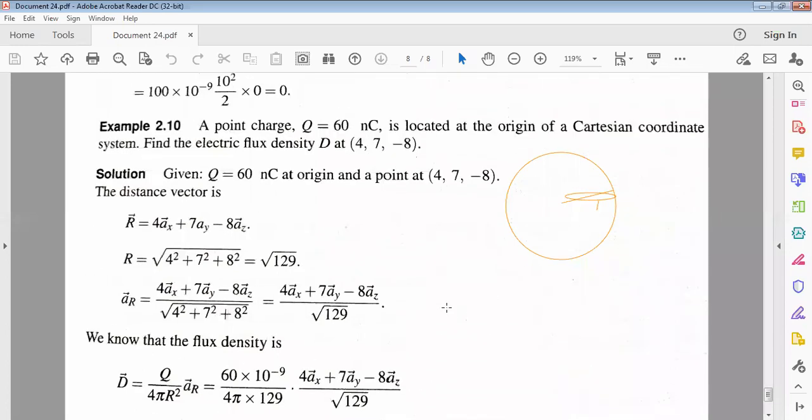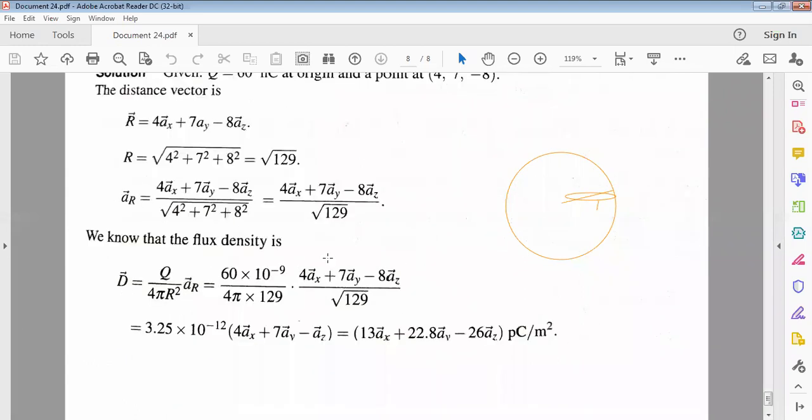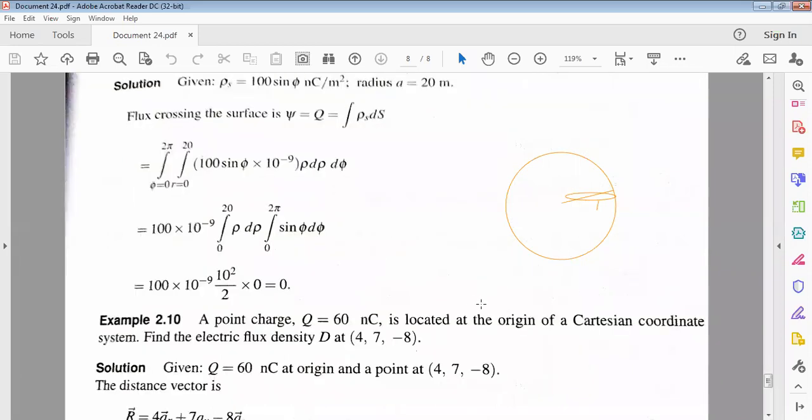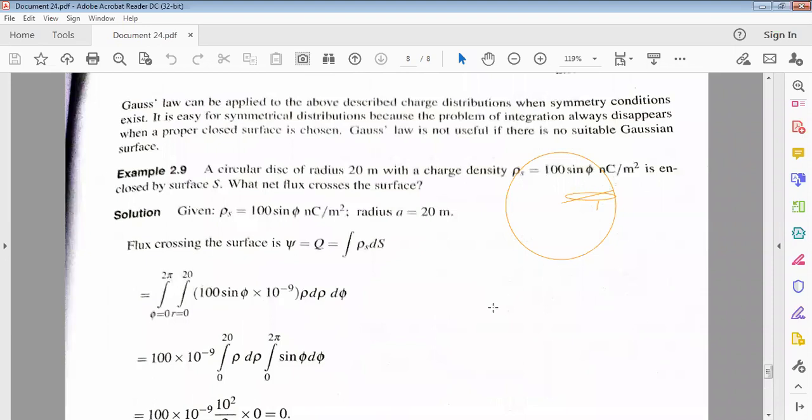This is very, very important. This is also one of the questions in the final examination. This is about Gauss law in integral form. Next one is Gauss law in point form.